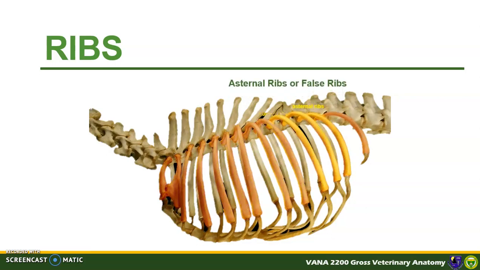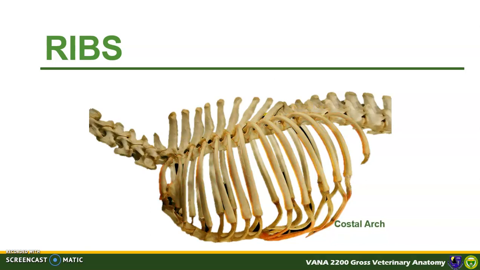Asternal or false ribs have no direct attachment with the sternum. However, their cartilages are fused to form the costal arc. They are also called the respiratory rib because they are mobile. There are 3 pairs of asternal ribs in dog. Here is the costal arc. It is formed by the costal cartilages of the 10th, 11th, and 12th rib with the last segment of the sternum.